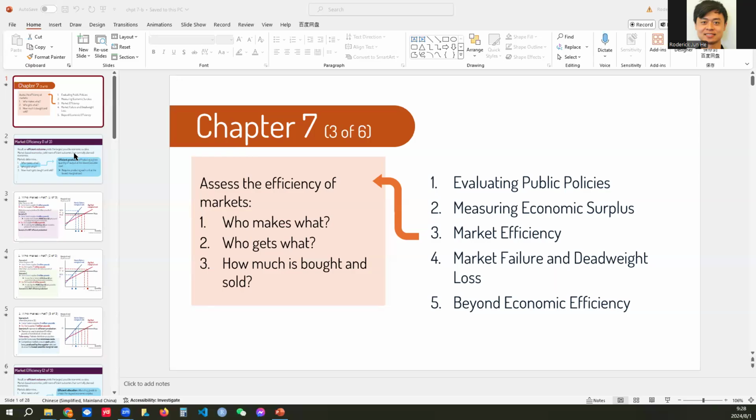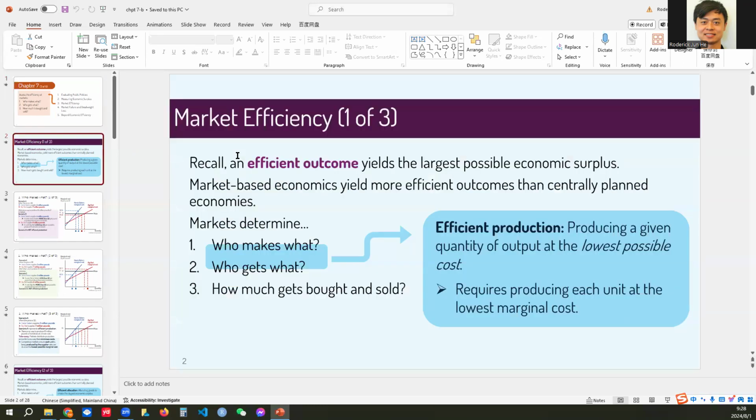So the second part of chapter 7 is market efficiency. So market efficiency is to pursue the biggest economic surplus as possible. So here, an efficient outcome yields the largest possible economic surplus. And the first one, efficient production, is defined as producing a given quantity of output at the lowest possible cost.